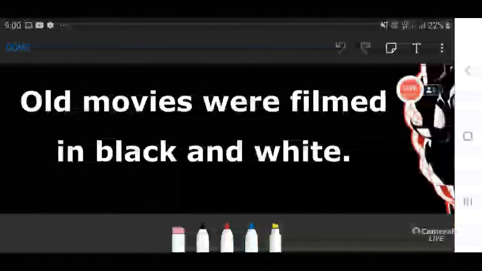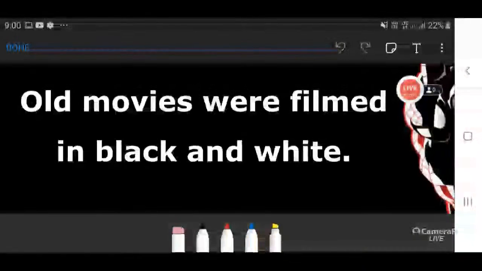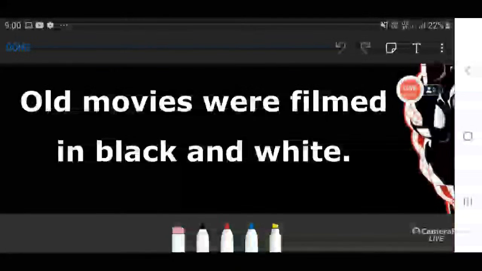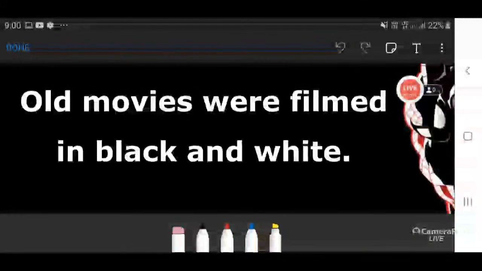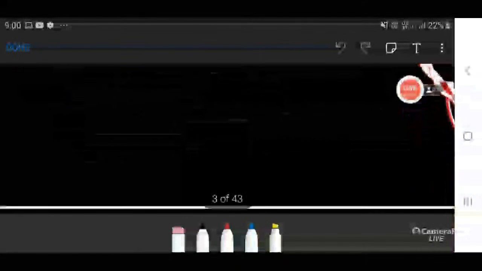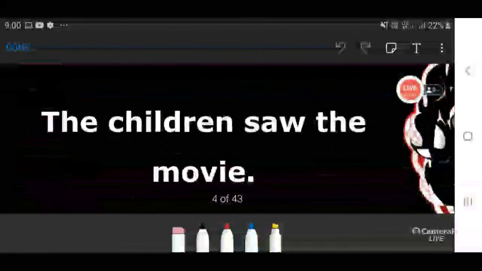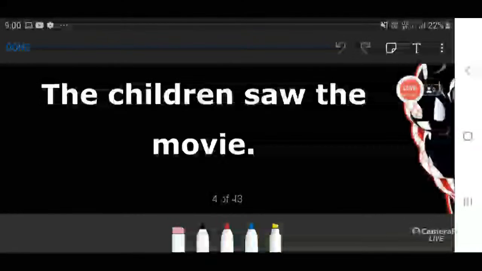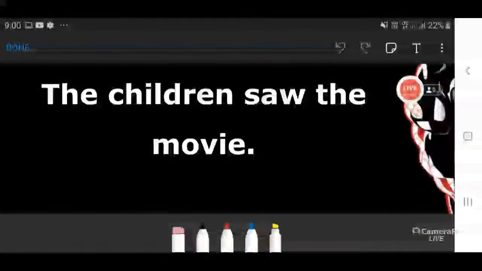Rishi, in this sentence, is the verb in active form or passive form? Passive. Okay, right answer. Next ask Naman. Then after that ask Rishi and Deepak.